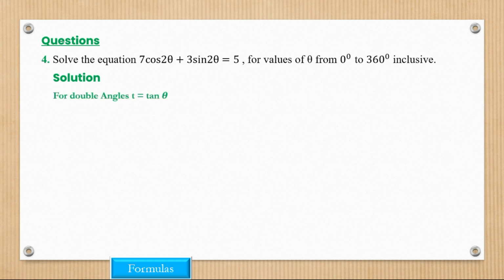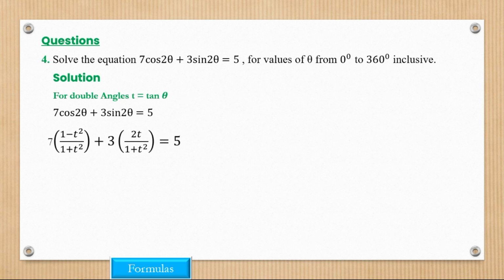Alright, so remember that for double angles, t represents tan θ. Unlike half angles, where it represents tan θ/2, in double angles it represents tan θ. Since both of these are double angles, we're going to be using t as tan θ. So wherever there is cos 2θ, we substitute in the t formula: cos 2θ is (1 - t²)/(1 + t²). And where there is sin 2θ, we have 2t/(1 + t²).